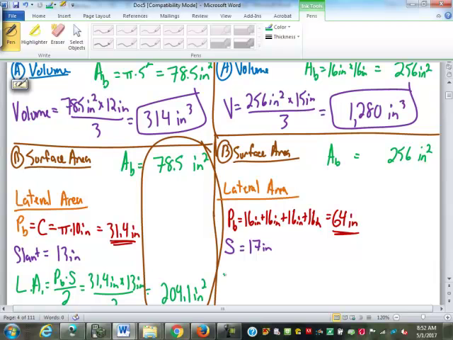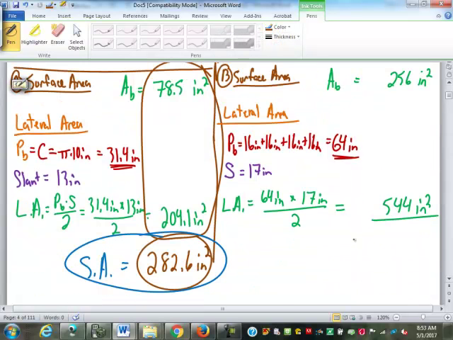So the lateral surface area, lateral area, it's the perimeter of the base, 64 inches, times the slant of 17 inches, divided by 2 since they form triangles now instead of rectangles. So that ends up being, what, 544 inches squared. Adds up to a total surface area of exactly 800 inches squared.